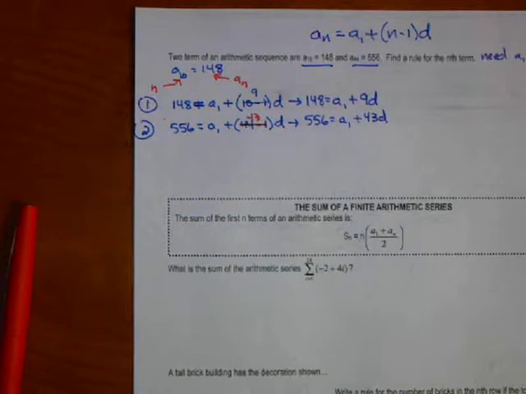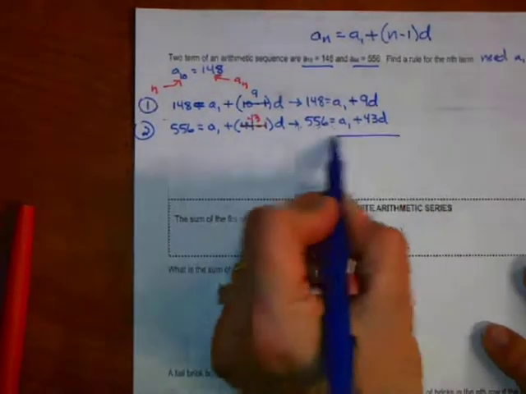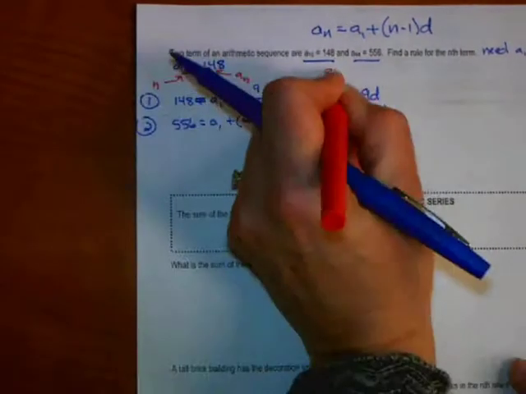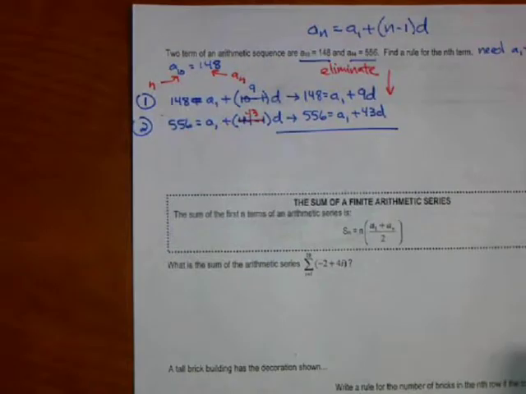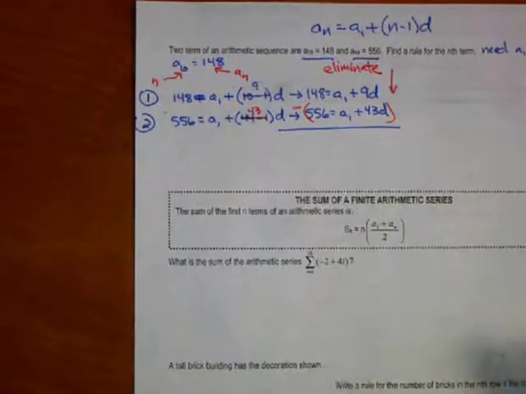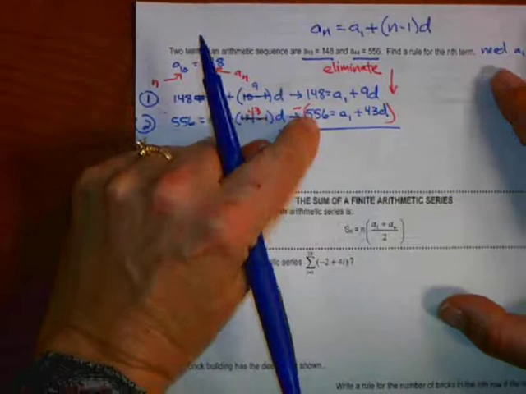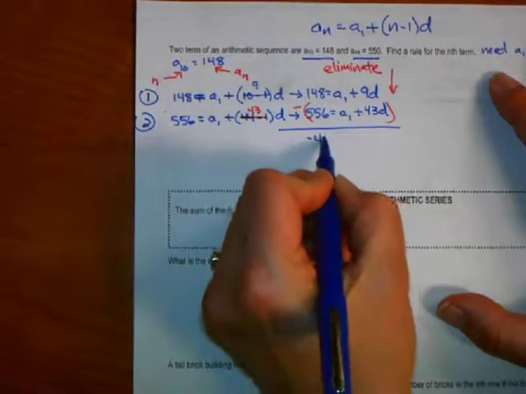Oh, this is back to some chapter from last semester. Do you remember elimination? We can eliminate here. What can we eliminate? A of 1, and then we get d. Isn't that nifty? So I'm going to eliminate down by subtracting so I can get rid of A of 1. So I'm going to subtract all of this. Okay? So 148 minus 556 is going to be negative 408.